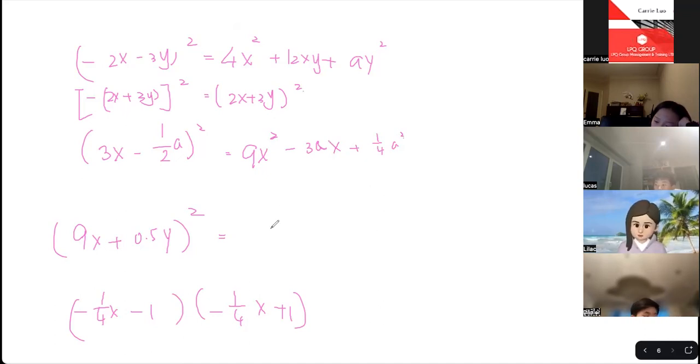81x squared plus 9xy plus 0.25y squared. Good job, Lilac. Very good. Okay, next one, last one, Daniel.